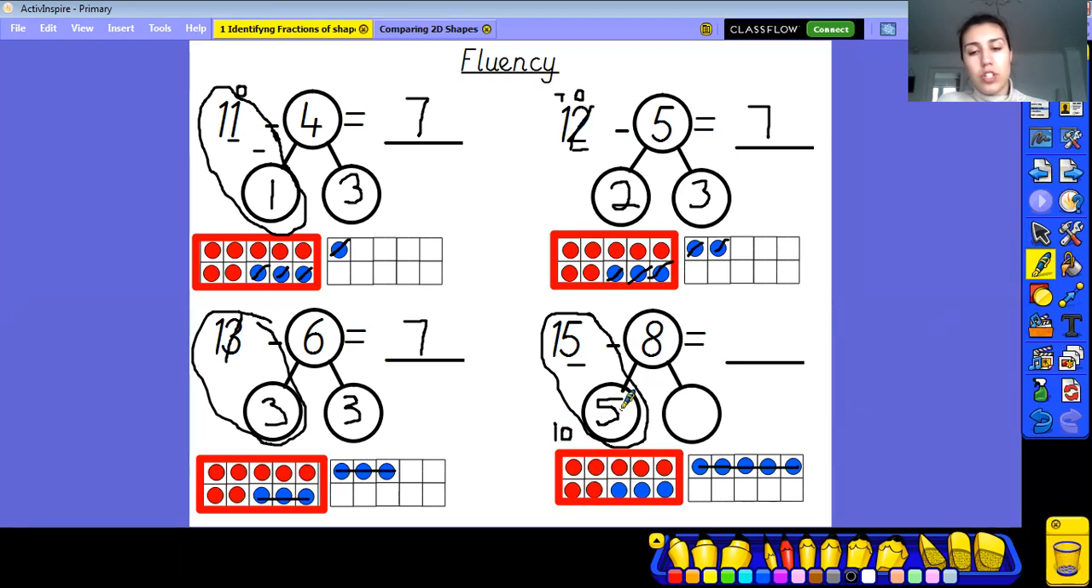But I didn't want to just take away 5, I wanted to take away 8. So how many more ones do I need to subtract to make sure that I've subtracted 8 altogether? Well, I need to take away 3 more. And I know my number bonds to 10. I know that 10 take away 3 leaves me with 7. Well done if you got that right.